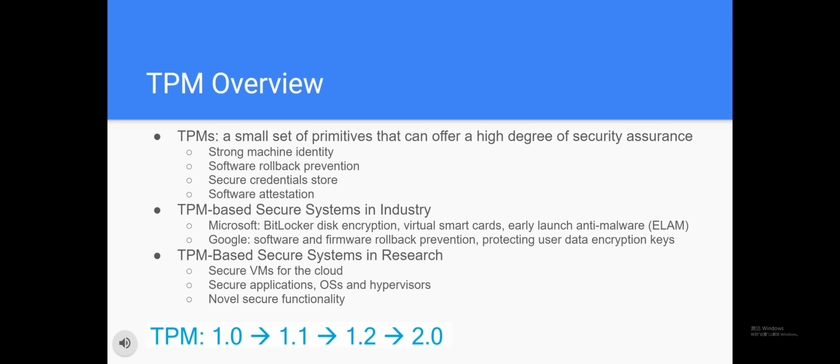In Google, Chrome OS uses TPMs for a variety of tasks, including software and firmware rollback prevention, protecting user data encryption keys, and attesting the mode of a device. The research community has proposed many uses for TPMs in recent years. They have discussed secure virtual machines for the cloud, secure applications, OS and hypervisors, and other novel secure functionality.